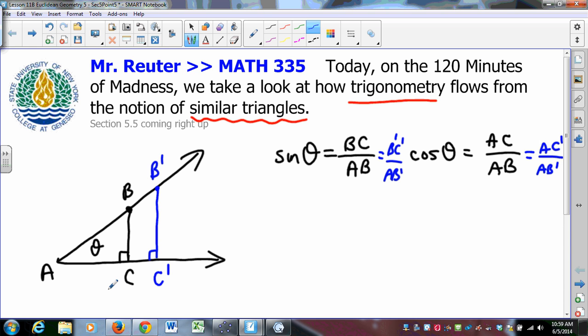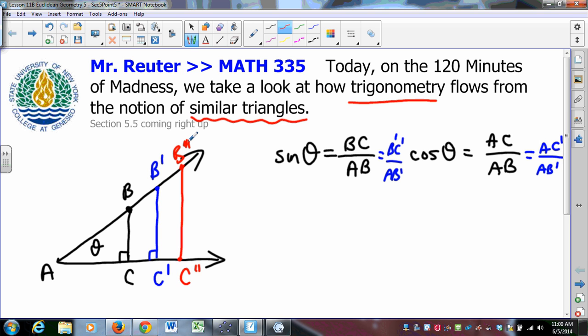Trigonometry depends on similar triangles. Trigonometry is founded on the idea that no matter where I drop the perpendicular, I've got similar triangles everywhere. So sine of theta is sine of theta regardless of the size of the right triangle that contains theta. The ratio of the so-called opposite side to the so-called hypotenuse is the same no matter what the size of the triangle is.